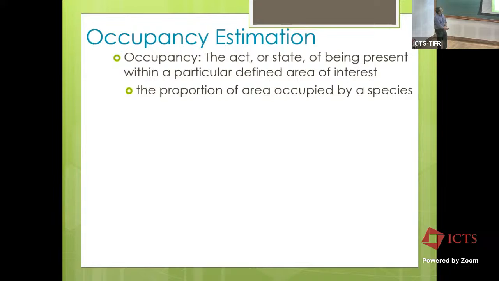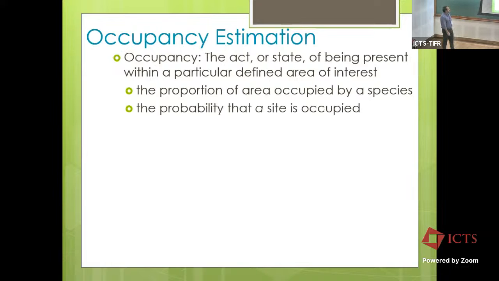You can look at it as the proportion: if you have a grid of, let's say, 100 cells, what proportion of those 100 cells are occupied by the species? Or you can think of it as a probability: if I take any one cell from that grid network, what is the probability of the species occupying that cell? Effectively it's the same thing. You can call it a proportion of the total area occupied, or you can take any one cell and ask what is the probability of the species occupying that particular cell.